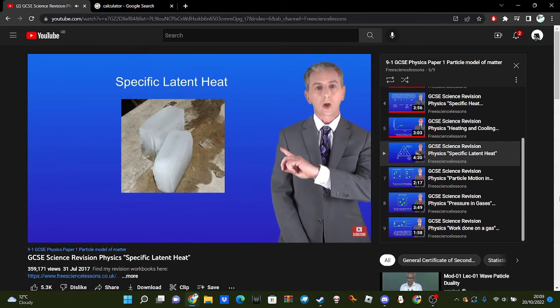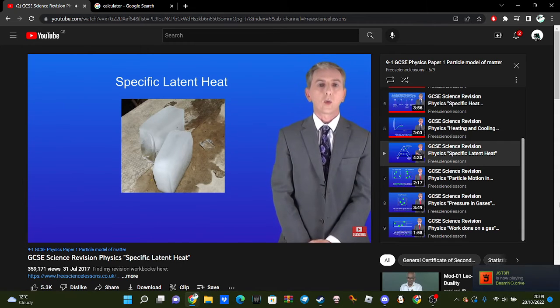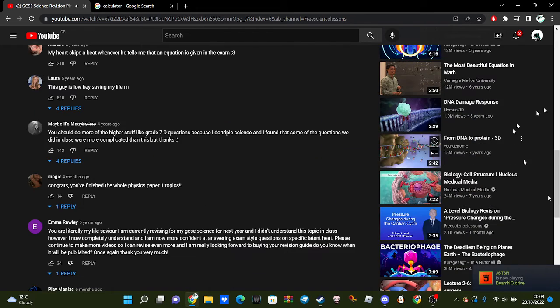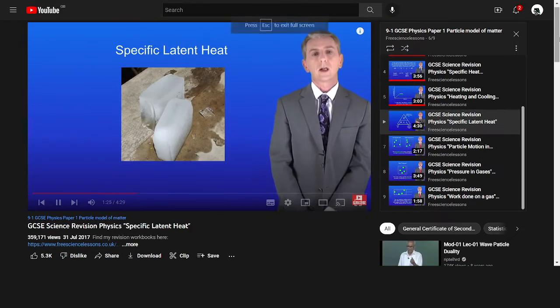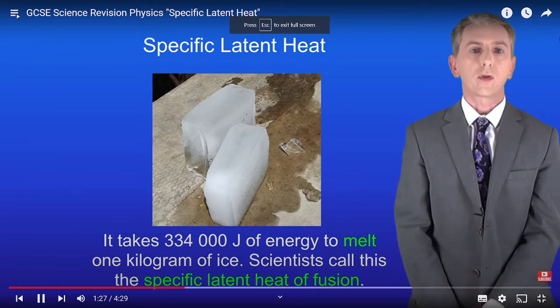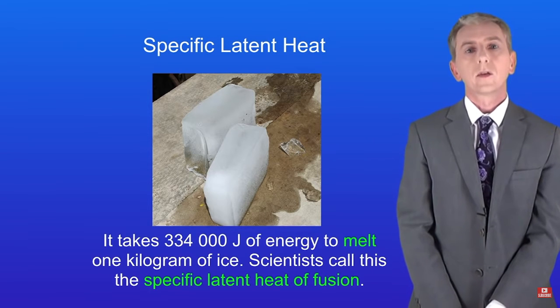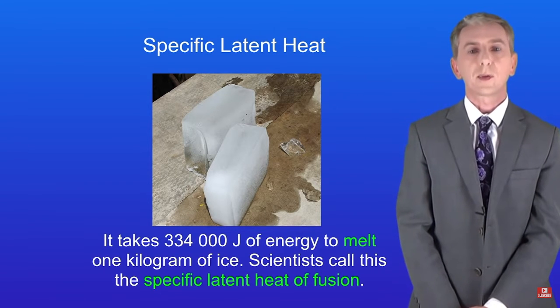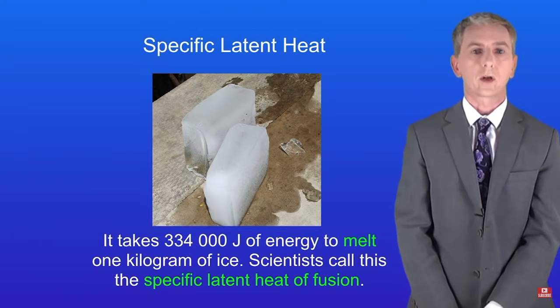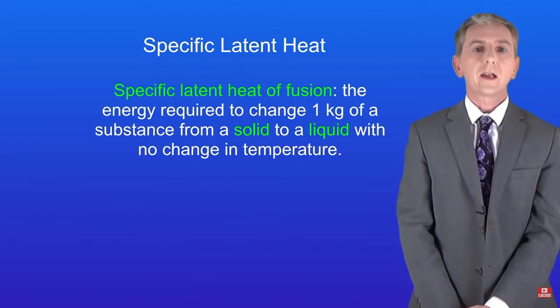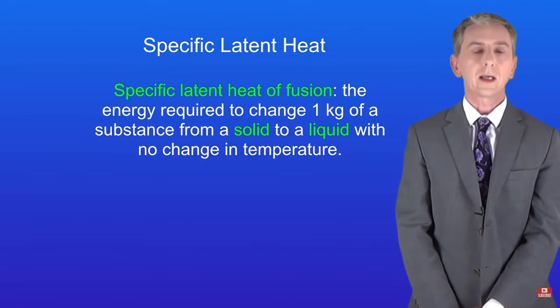I'm showing you here a block of ice. Now imagine that I wanted to melt 1 kilogram of ice. How much energy would that take? Well, scientists have worked this out. It takes 334,000 joules of energy to melt 1 kilogram of ice. Scientists call this energy the specific latent heat of fusion. So this is the energy required to change 1 kilogram of a substance from a solid to a liquid with no change in temperature.